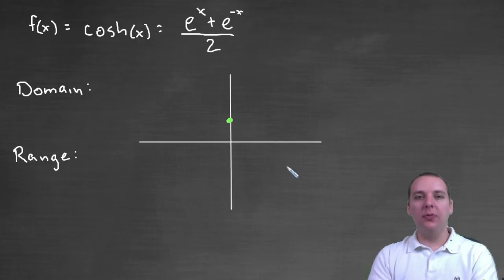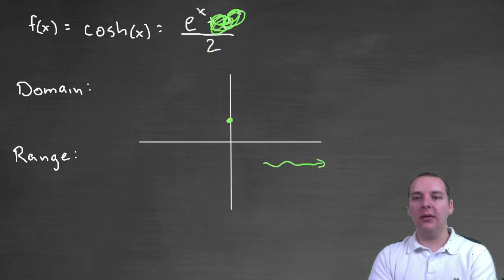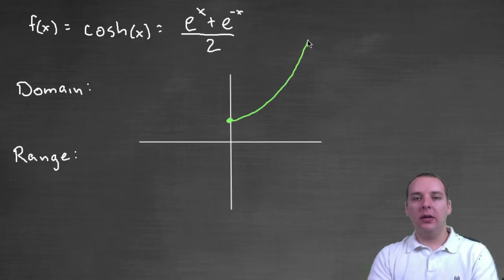For the same logic as before, the larger the x's get, the e to the negative x decays off, and you get basically e to the x over 2. So the right hand side looks very similar to this guy's right hand side. So let me get rid of those. All right, we'll look something kind of like this.